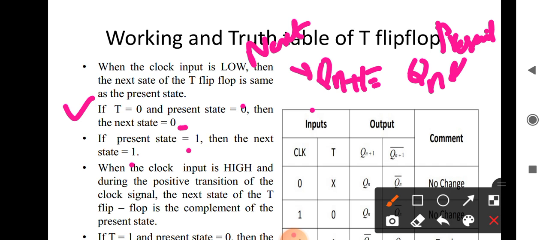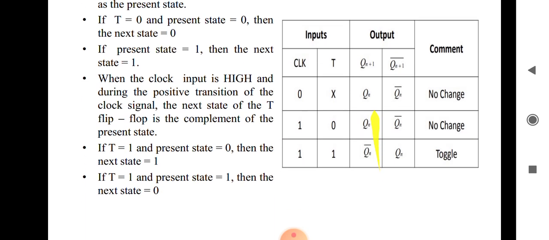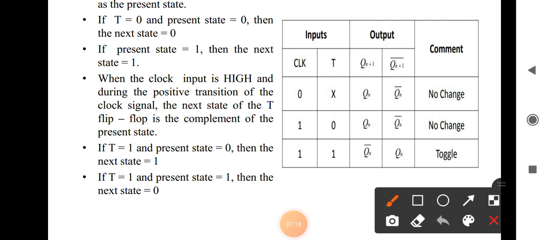So when the clock input is high and during the positive transition of the clock signal, the next state of the flip flop is complemented to the present state. So if t is equal to 0, the next comes when t is equal to 1. See here, when t is equal to 0, when clock is equal to 0, t is not given. Then present state will be equal to your next state.